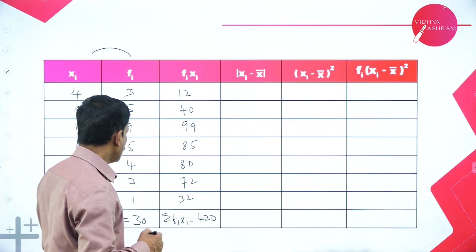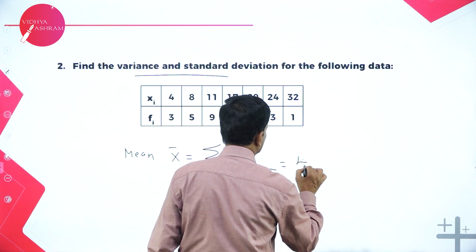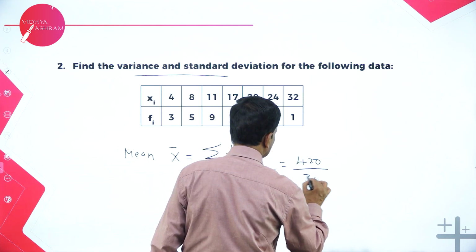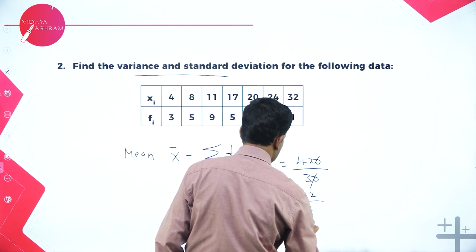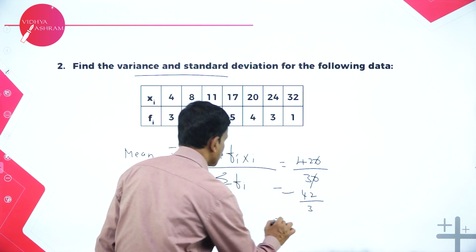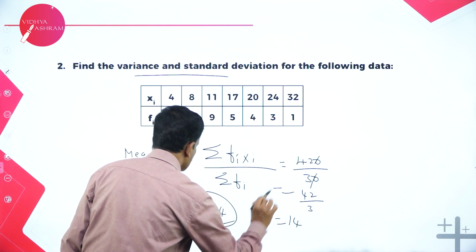Now just find out the mean. Sigma fi xi divided by sigma fi is equal to 420 divided by 30. So 42 divided by 3. What is this equal to? This is equal to 14. So x bar is equal to 14. Mean is equal to 14.